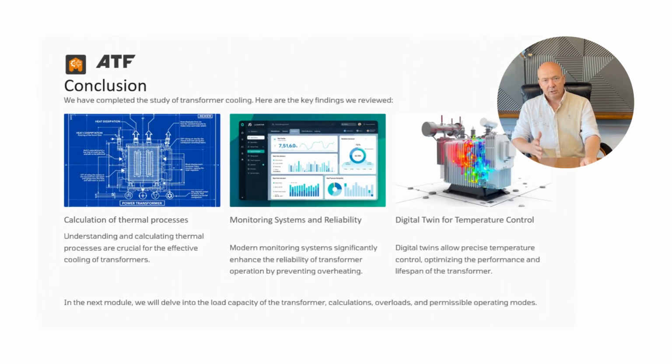We've now completed our topic on transformer cooling. Today you've learned how thermal processes are calculated, what monitoring systems improve reliability, and how a digital twin can help manage temperature. In the next module, we begin a new chapter. We'll discuss transformer load capacity, overload conditions, and allowable operation modes.